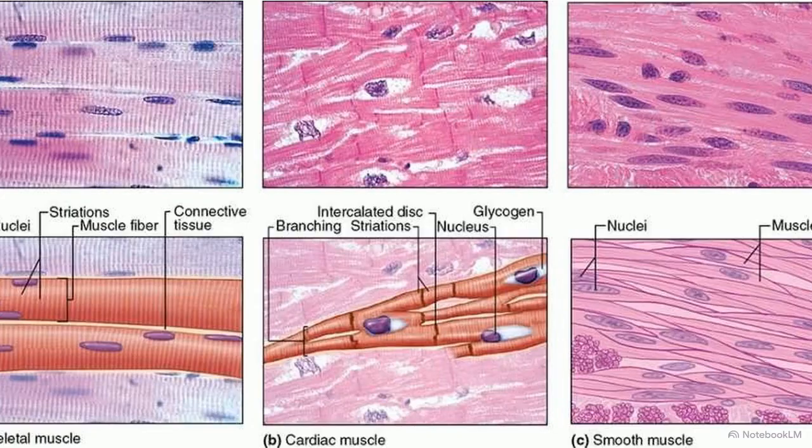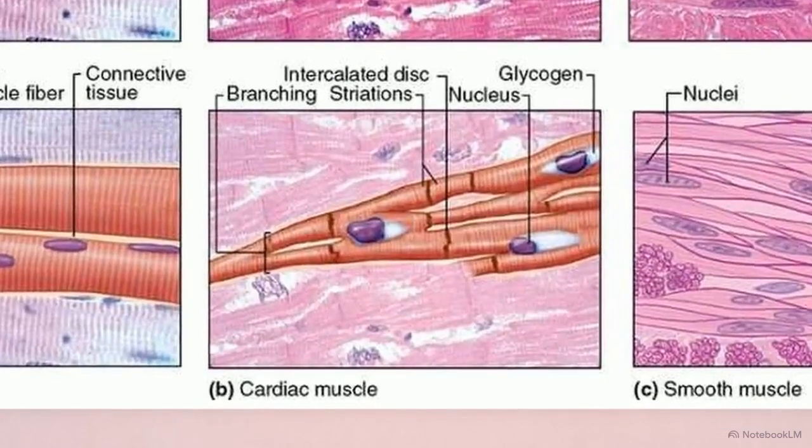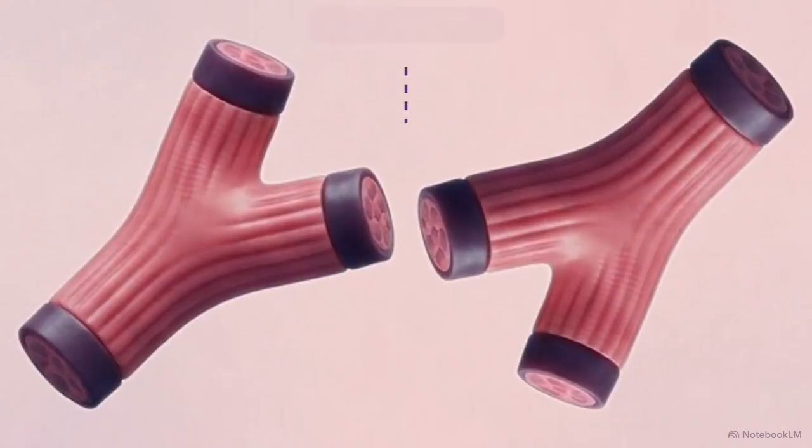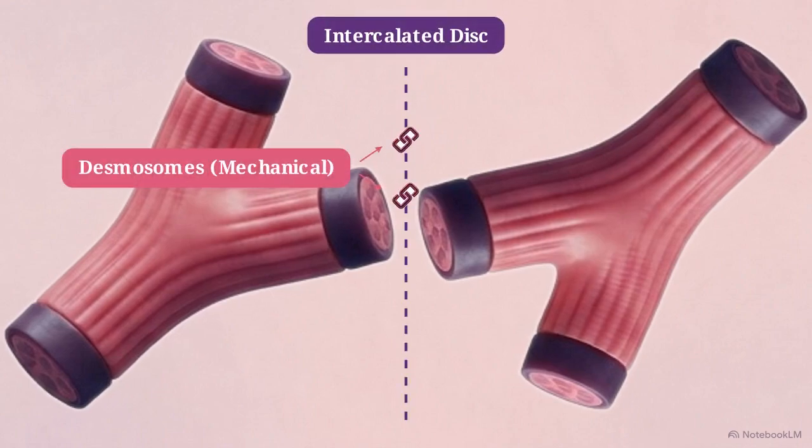Panel B shows cardiac muscle. These striated cells are shorter and frequently branched, possessing one or two round, centrally located nuclei. The defining ultrastructural signature of cardiac tissue is the intercalated disc, appearing as dark transverse lines where myocardial cells join end to end. These discs facilitate mechanical and electrical continuity.